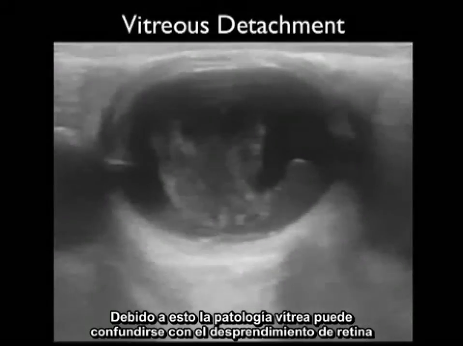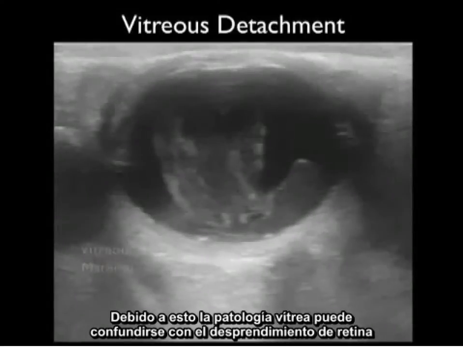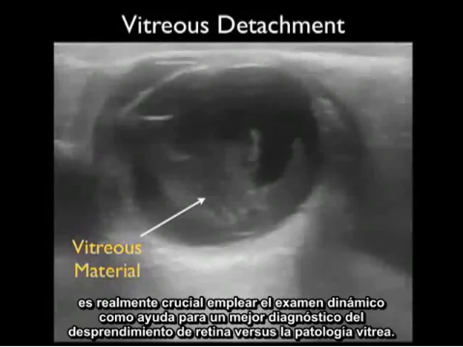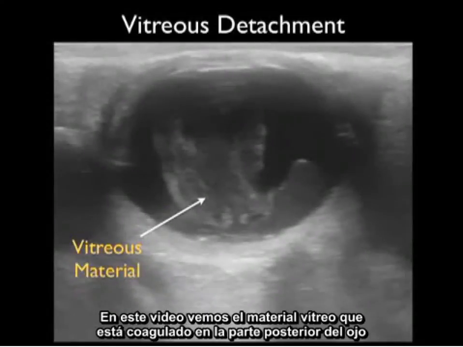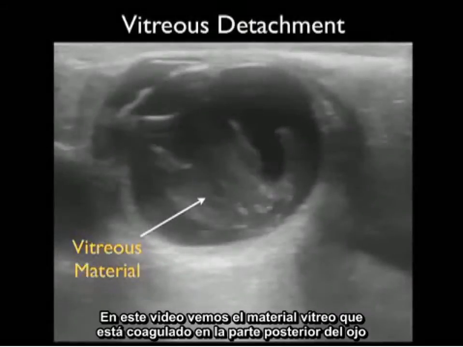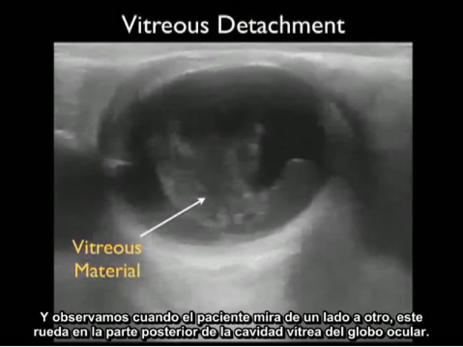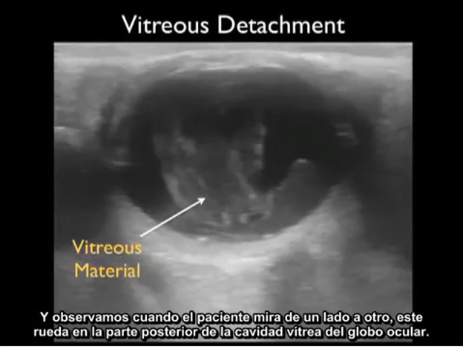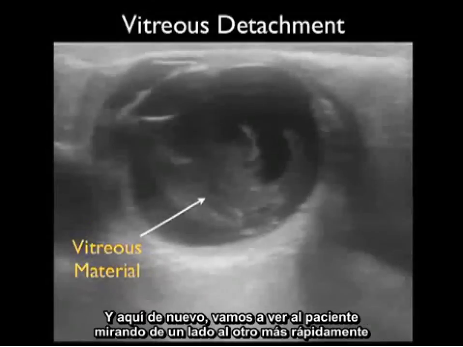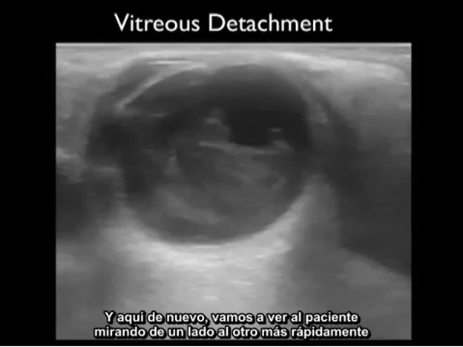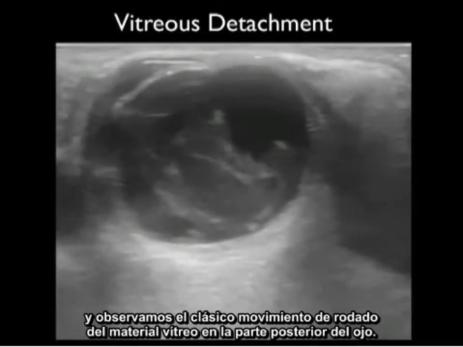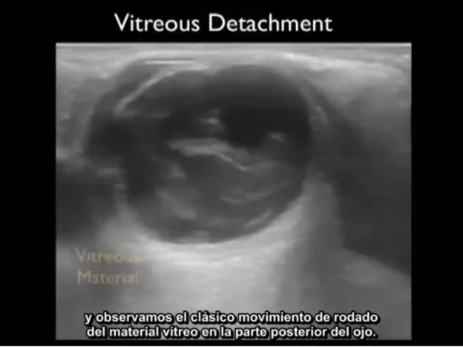Because vitreous pathology can be confused with retinal detachment, it's really crucial to employ the kinetic examination as an aid to best diagnose retinal detachment versus vitreous pathology. In this clip, we see vitreous material that's congealed within the back of the eye, and notice as the patient looks from side to side, it tumbles around there within the posterior aspect, the vitreous cavity of the eyeball. And here again, we'll see the patient looking from side to side more rapidly, and notice the classic tumbling motion of the vitreous material within the back of the eye.